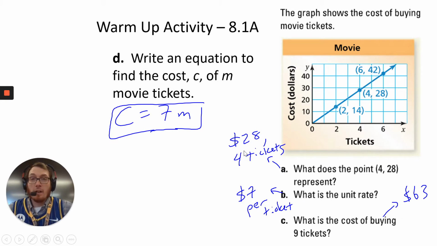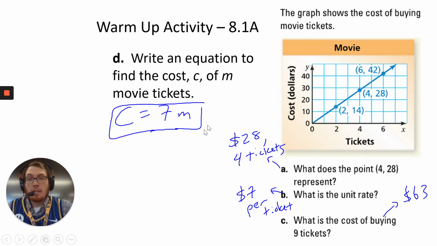If you just take 28 divided by 4, each ticket costs $7, which corresponds to this spot right here, (1, 7). It's kind of hard to tell that spot, but you can use the other numbers to find that. The cost of 9 tickets then is 9 times 7, which would be $63.